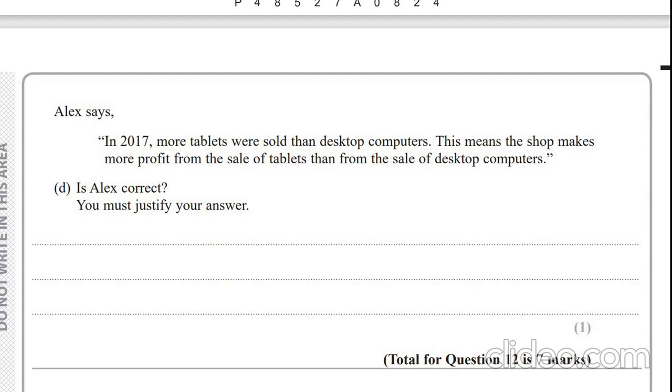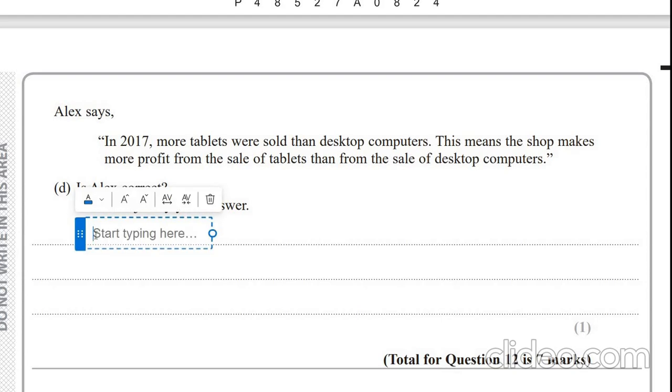Alex says in 2017, more tablets were sold than desktop computers. This means the shop makes more profit from the sale of tablets than from the sale of desktop computers. Is Alex correct? Well, no, he's not. And that is because we do not know how much profit is made on each tablet or on each desktop computer.